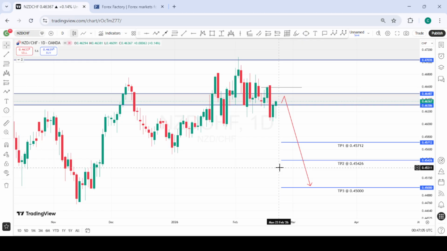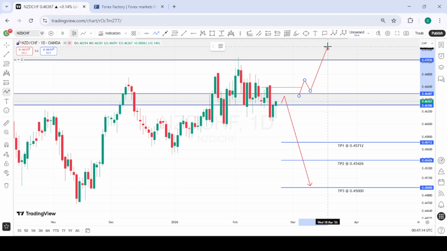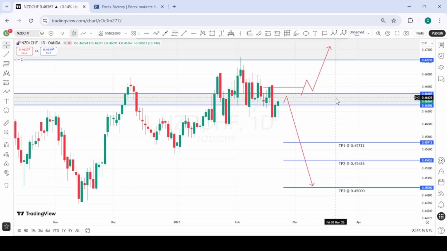Then we'll look for selling opportunities to the downside. Should price give us a bullish candle closure above the structure point, then we'll be looking at the bullish side of things for NZDCHF. Until then, we're going to be patient to see how price develops within this area of interest to look for selling opportunities to the downside.